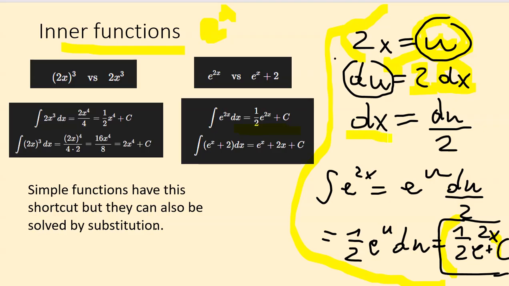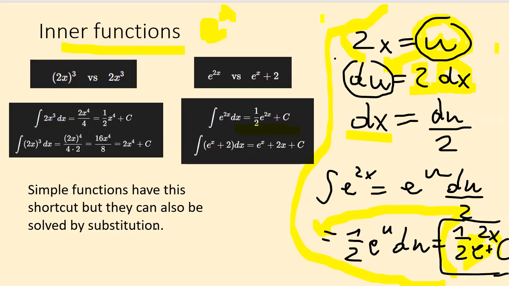So then we solve for dx. We know that dx, you divide by 2, equals du divided by 2. And now you can solve the integral. Instead of e to the power of 2x, you write e to the power of u and du over 2, because dx is the same as du over 2. And you can move this 2 out of the fraction, and it will be a half of e to the power of u du. Then it is a half e to the power of u, so a half of e to the power of 2x plus c. Okay, this is the answer.